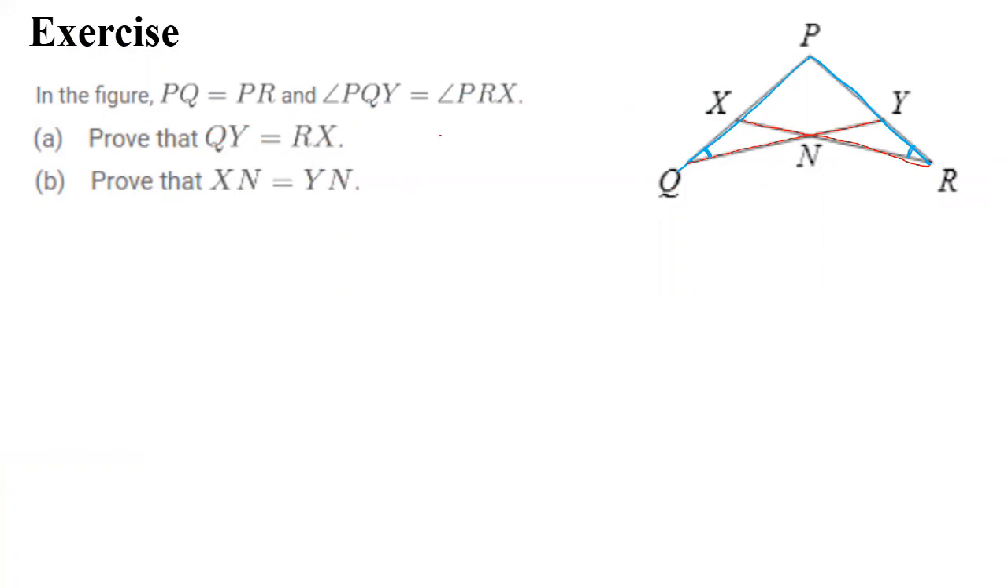So first of all, let's prove QY equals RX. I'll give you 1 minute to think about this question, okay? I'll give you a hint. Usually, if you want to prove that two segments are equal, you can consider using congruent triangles, right? If you can prove that two triangles are congruent, then the corresponding parts should be equal, right? Corresponding sides should be equal. So, any ideas? Well, PQ equals PR and the angles equal each other, so you should probably prove triangle PQY is congruent to triangle PRX, right? Can you do that?